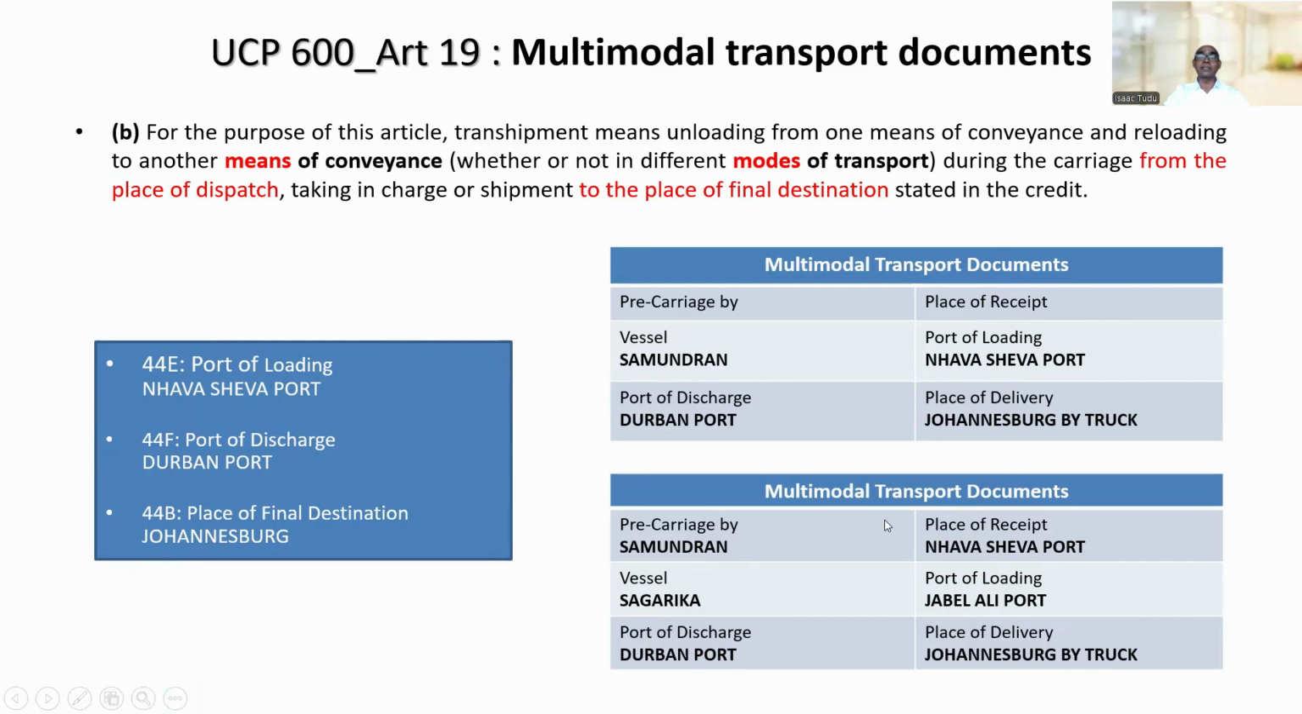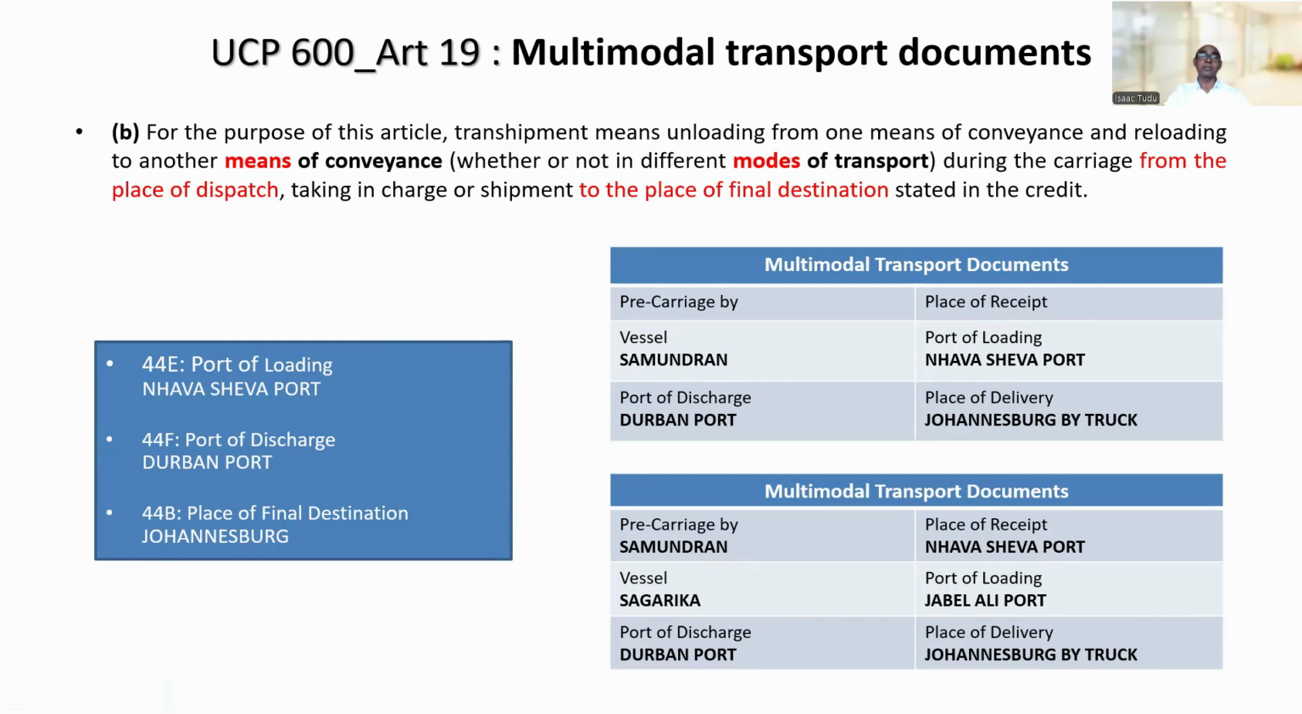Another example you can see here. Here you can see Nhava Sheva port is the place of receipt. Vessel is Samudran. Port of loading is Jebel Ali Port. Vessel is Sagarika. Port of discharge Durban Port, going to Johannesburg by road. Here you can see transshipment has taken place.